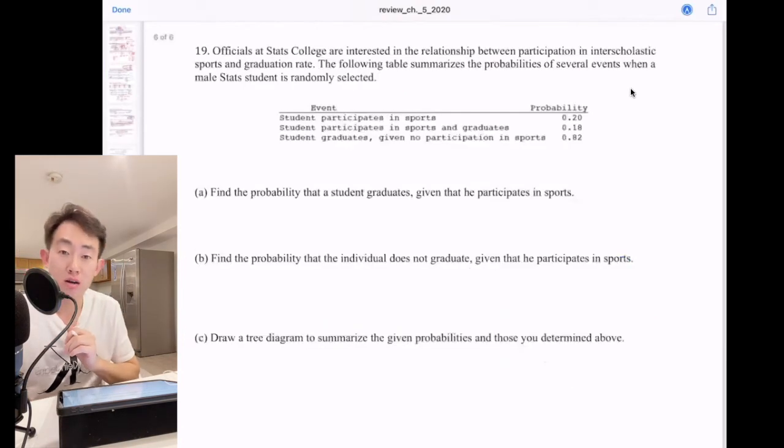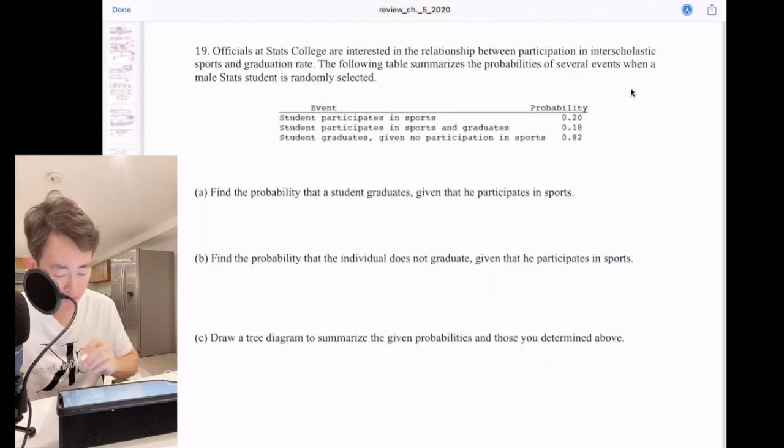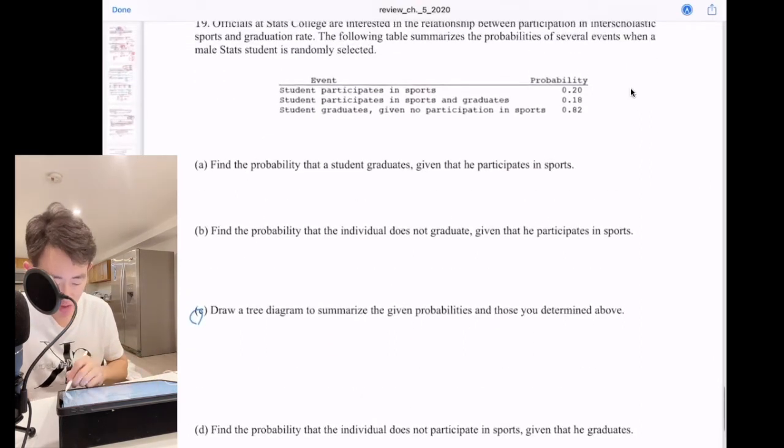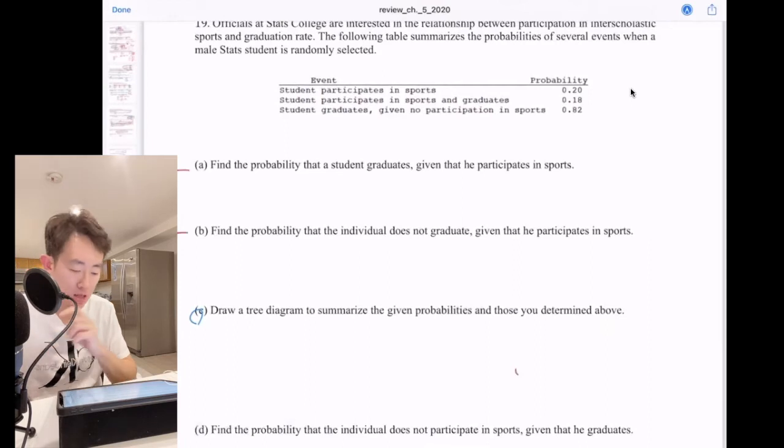We are down to our last question. Find the probability that a student graduates given that he participates in sports. It seems like a tree diagram question again, and look at that. Lo and behold, they actually ask you to draw the tree diagram. But let's do part A and B together first, before we do C.